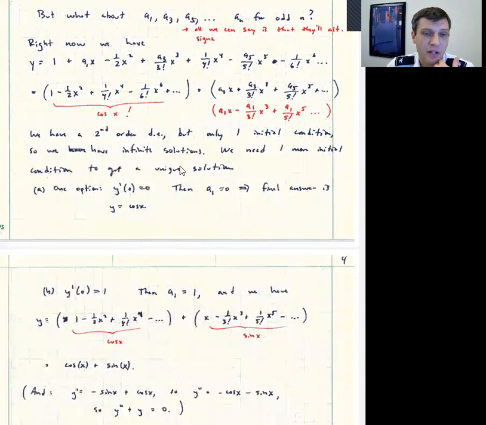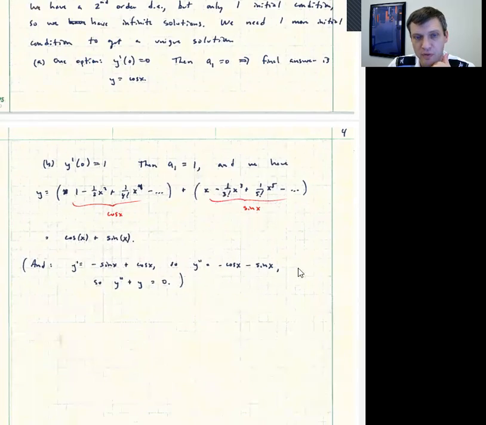All right. Another initial condition that would be a common one to try would be that y prime of 0 is equal to 1. Then a1 is 1, and all those coefficients from up here just alternate between 1 and negative 1, and that is sine x. I get the solution cosine x plus sine x. And then you can take its first and second derivatives and verify that, yes, this does satisfy that initial condition.